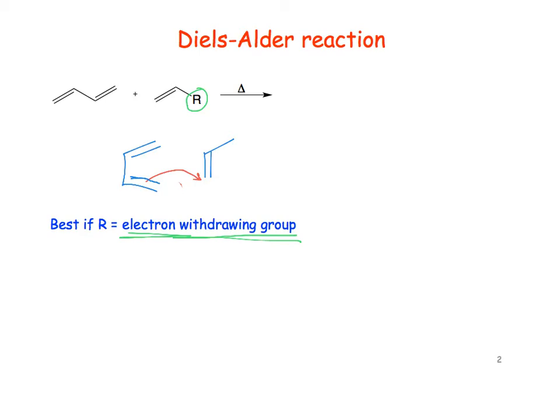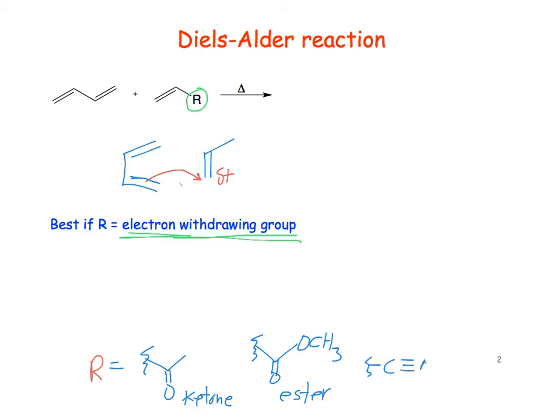And to increase the reactivity here, if we can make this position more delta plus, then it's going to be more electrophilic and it's going to be more reactive with the diene. So the way that we can make that more electrophilic is to put some kind of an electron withdrawing group. Electron withdrawing groups include things like, and I'll show you how they work in a minute, ketones or OCH3. This is called an ester. This is called a nitrile. And what else? We could also do this with a nitro group.